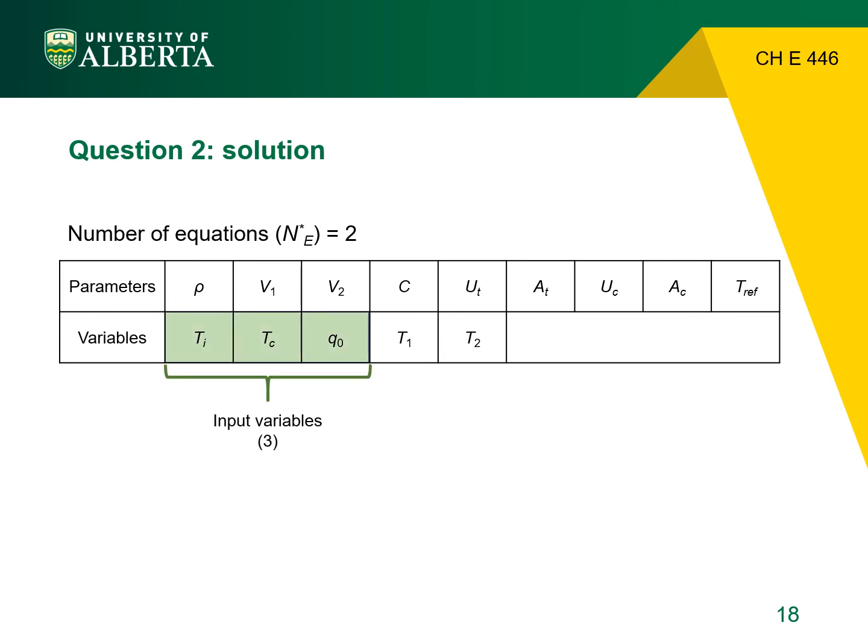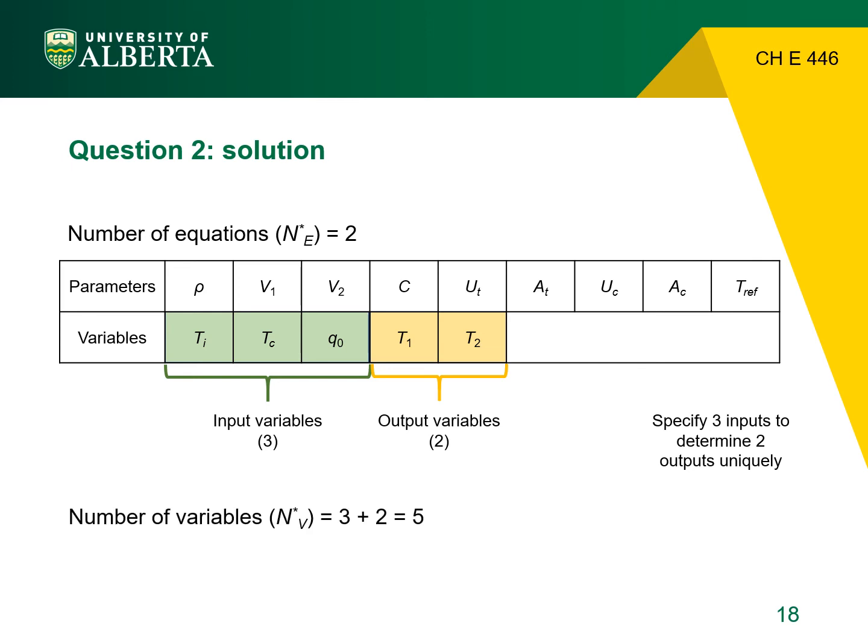We have 3 input variables and 2 output variables. Here, we need to specify 3 inputs to uniquely determine 2 outputs. Therefore, the total number of variables in this new system equals 5. And the degrees of freedom of the system remains constant, that is equal to 3.